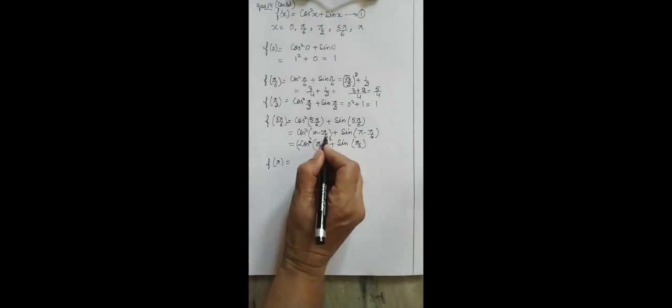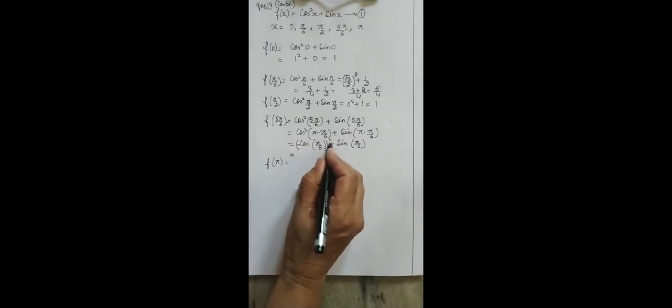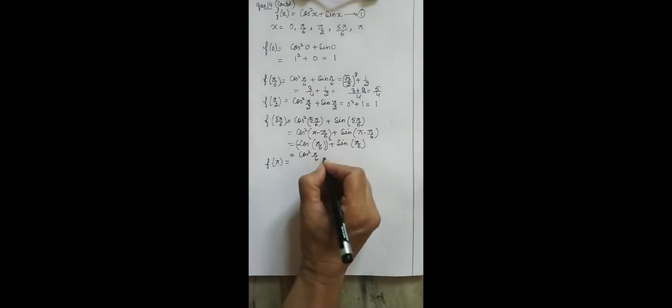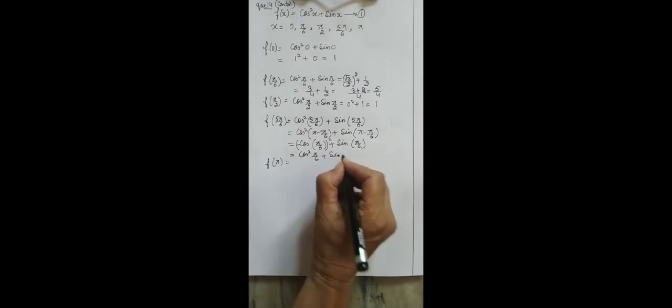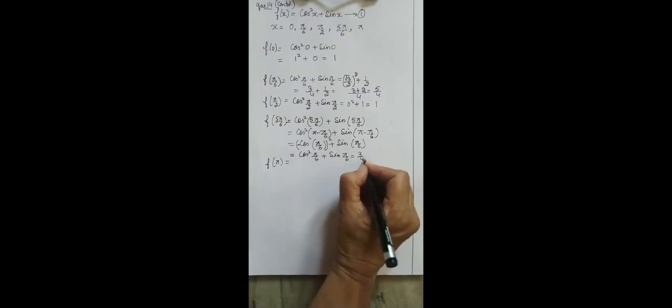Because what is cos 180 minus theta? It is minus cos pi by 6. So students, it is minus cos pi by 6 whole square, which gives me the result. Now minus whole square means it is positive. So it is cos square pi by 6 plus sine pi by 6, which will give me 3 by 4 plus half, which is equal to 5 by 4.